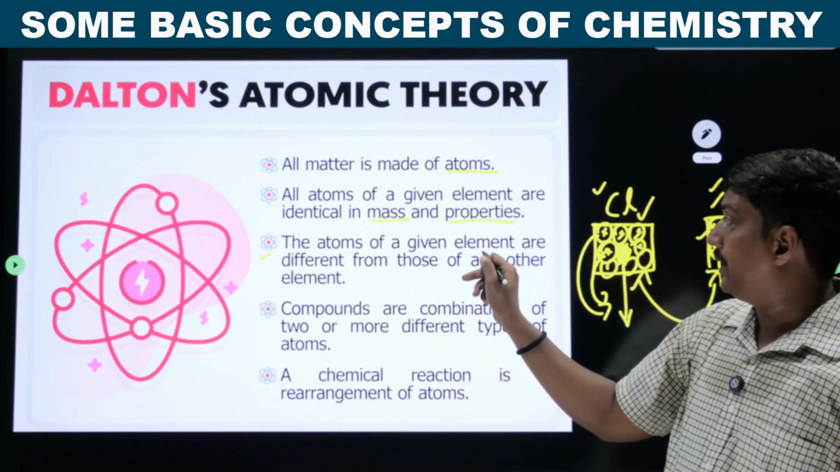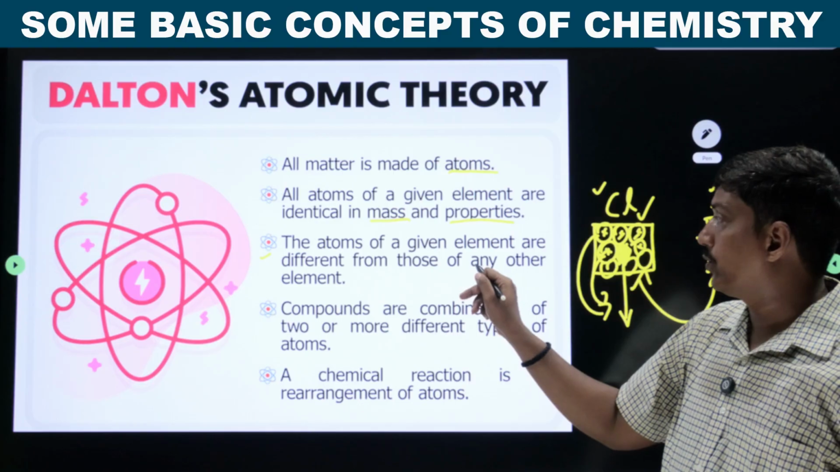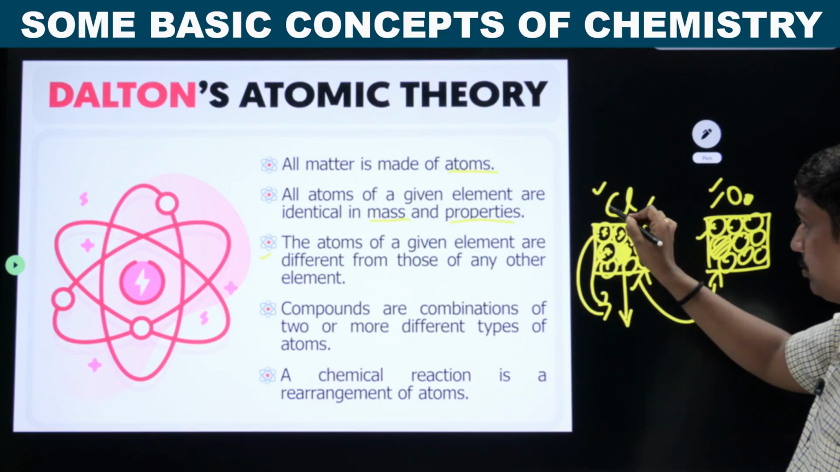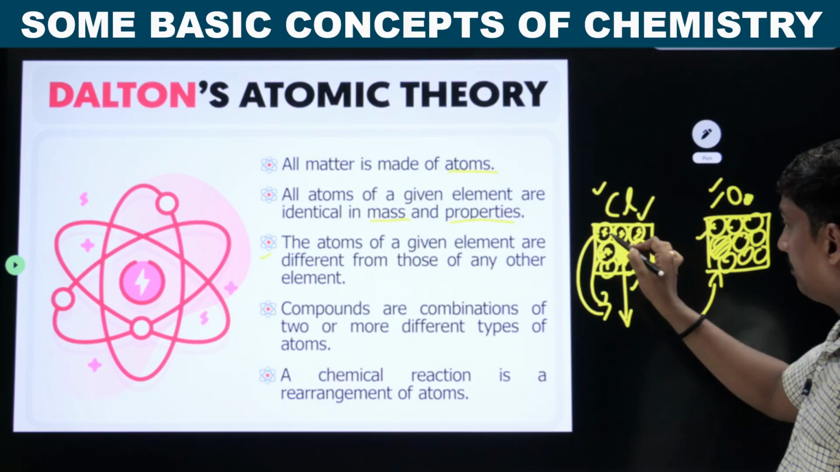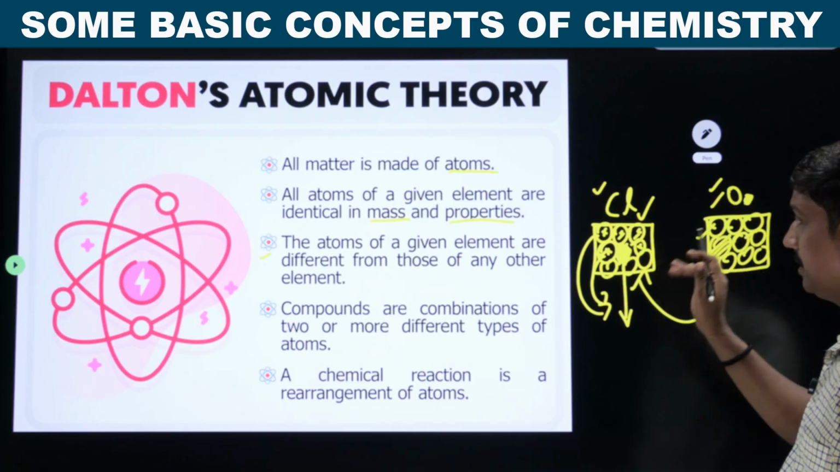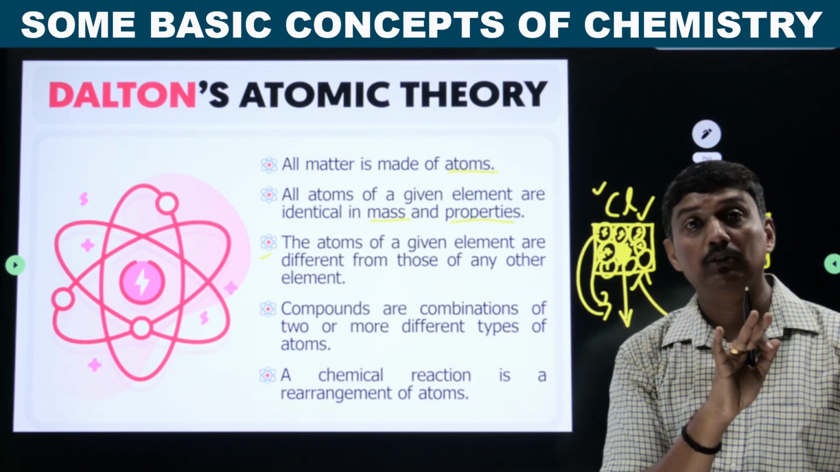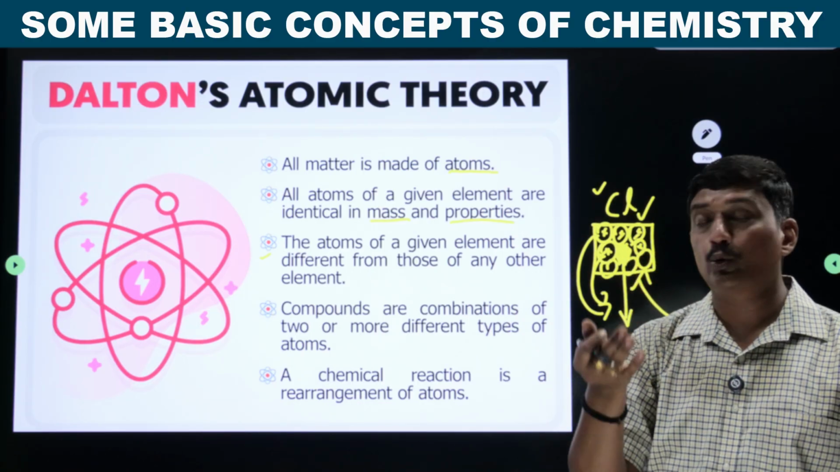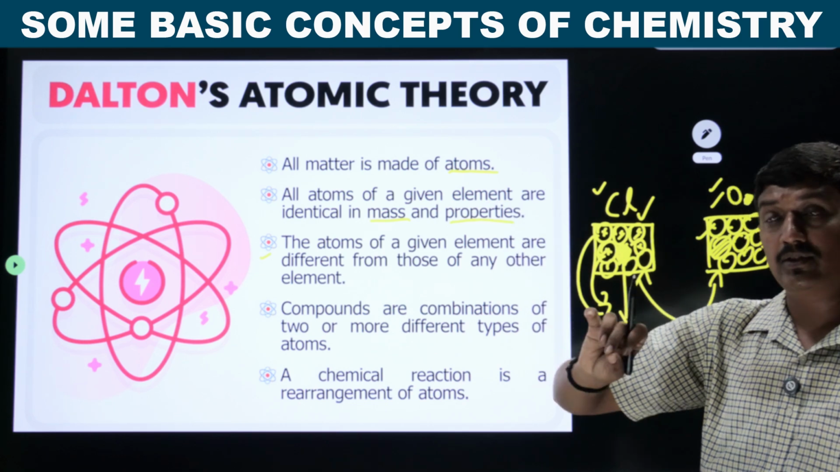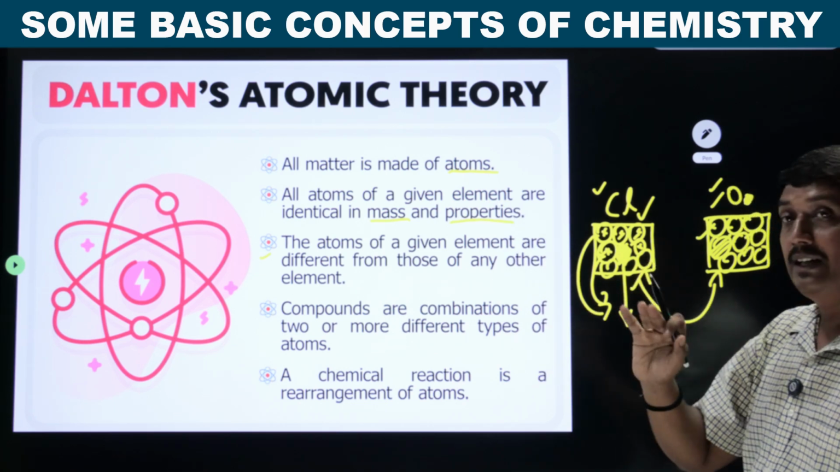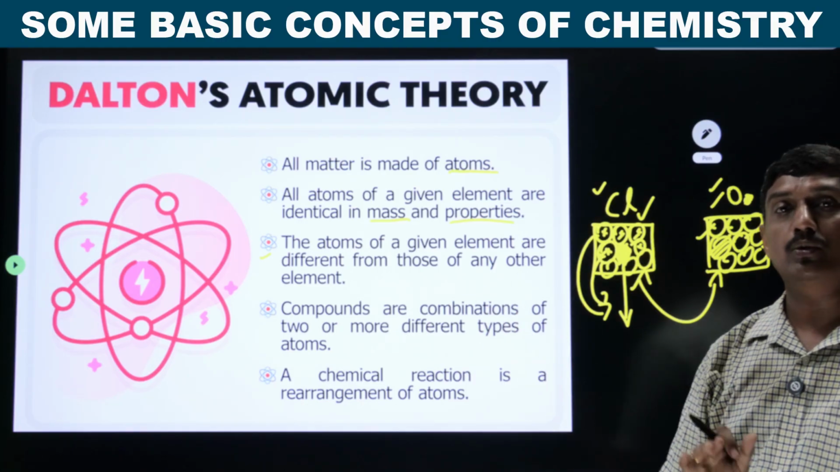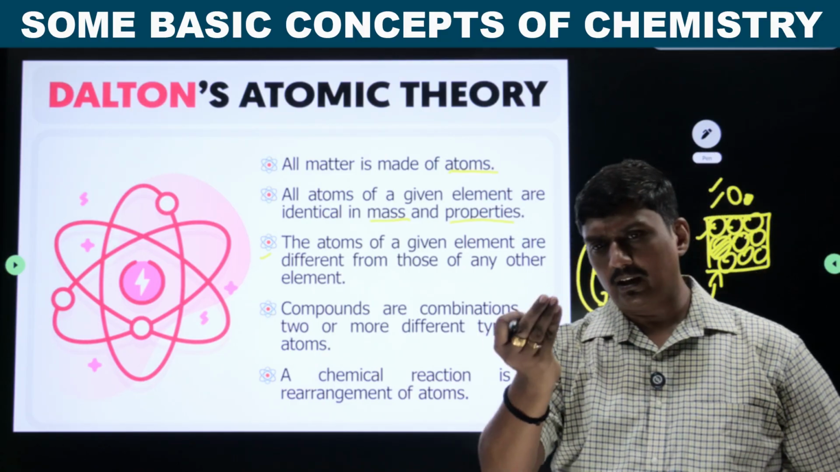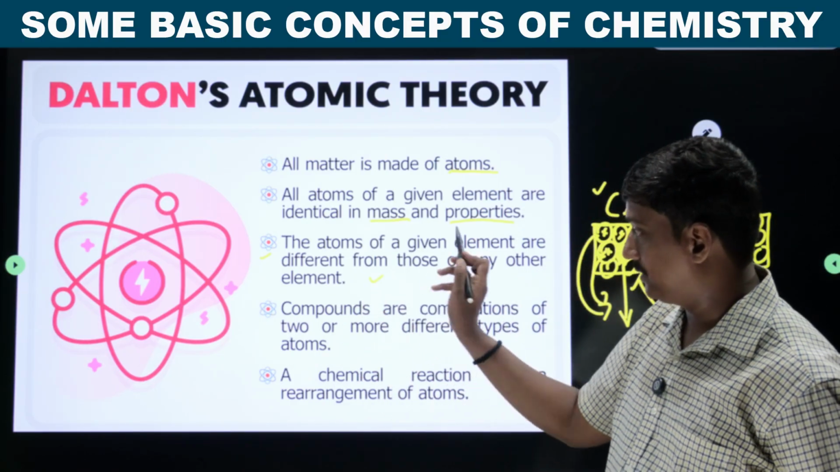The atoms of a given element differ from those of any other element. Already I discussed. You take chlorine and oxygen, the atom of chlorine and the atom of oxygen are not the same. They are not identical. They differ from each other with respect to their structure. As a result, the elements show difference in property with respect to the other elements. Okay, fine. Let us take a small example to explain this.